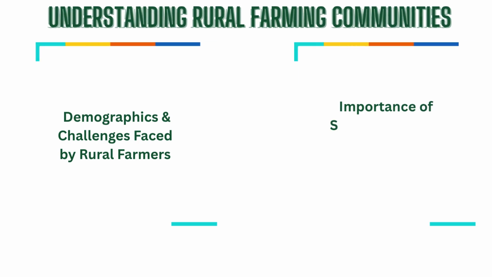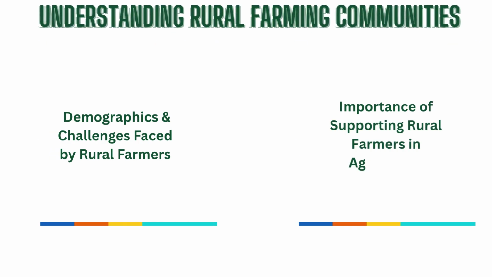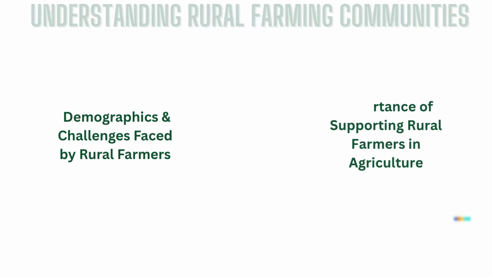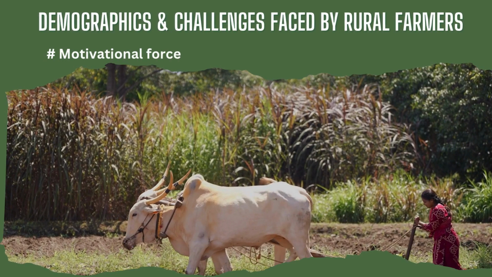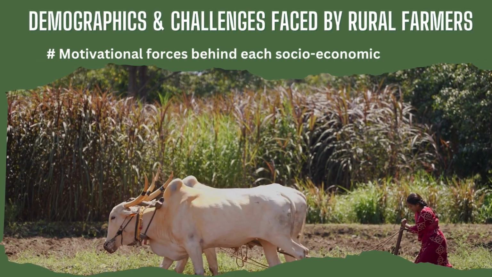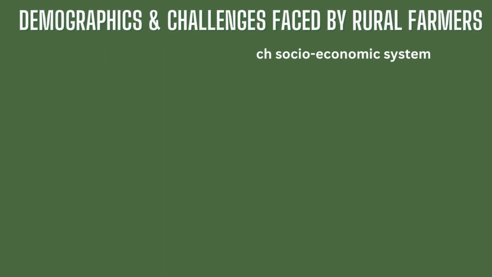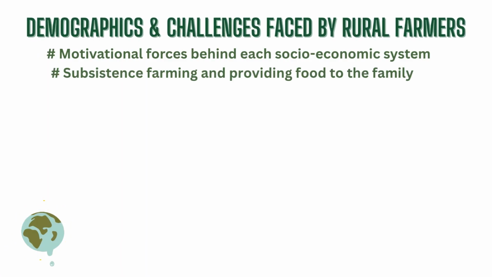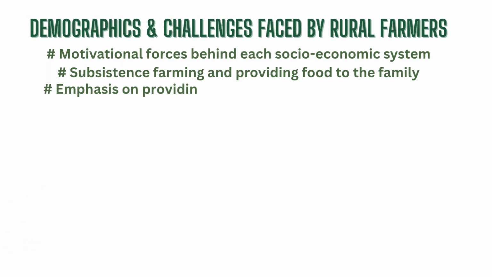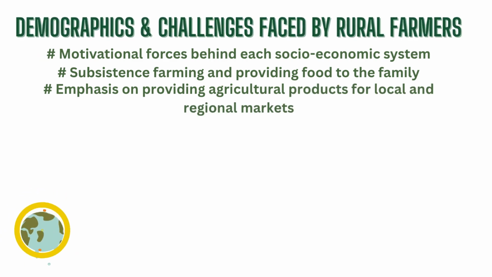Understanding rural farming communities includes demographics and challenges faced by rural farmers, and knowing the importance of supporting rural farmers in agriculture. Demographics and challenges faced by rural farmers. 1. Knowing the motivational forces behind each socio-economic system: subsistence farming and providing food to the family; emphasis on providing agricultural products for local and regional markets.